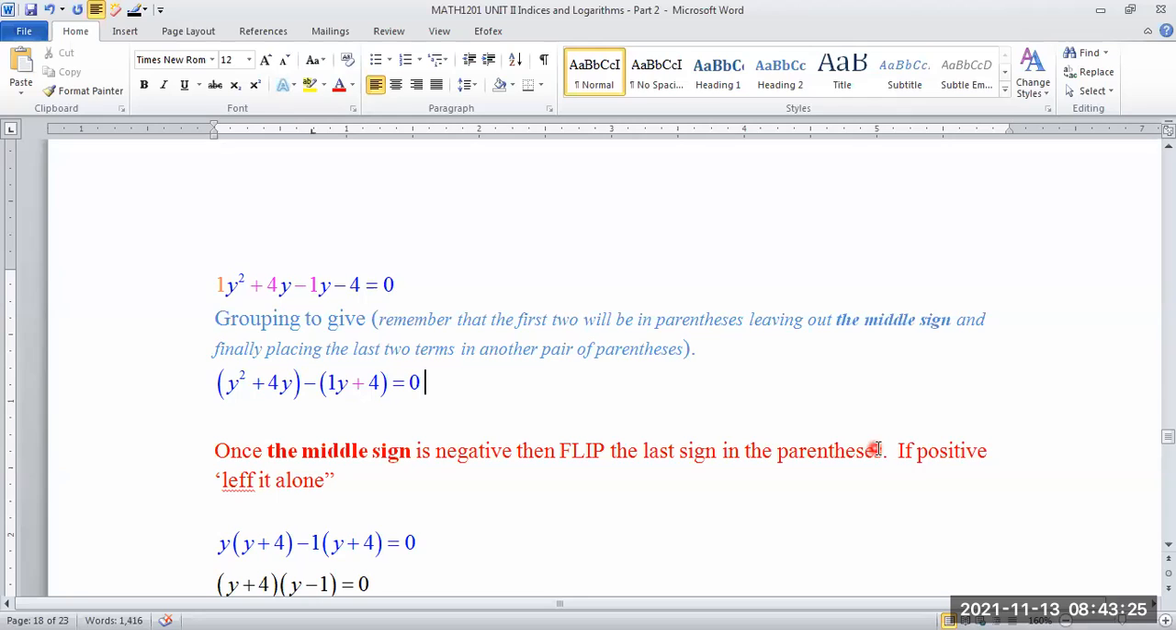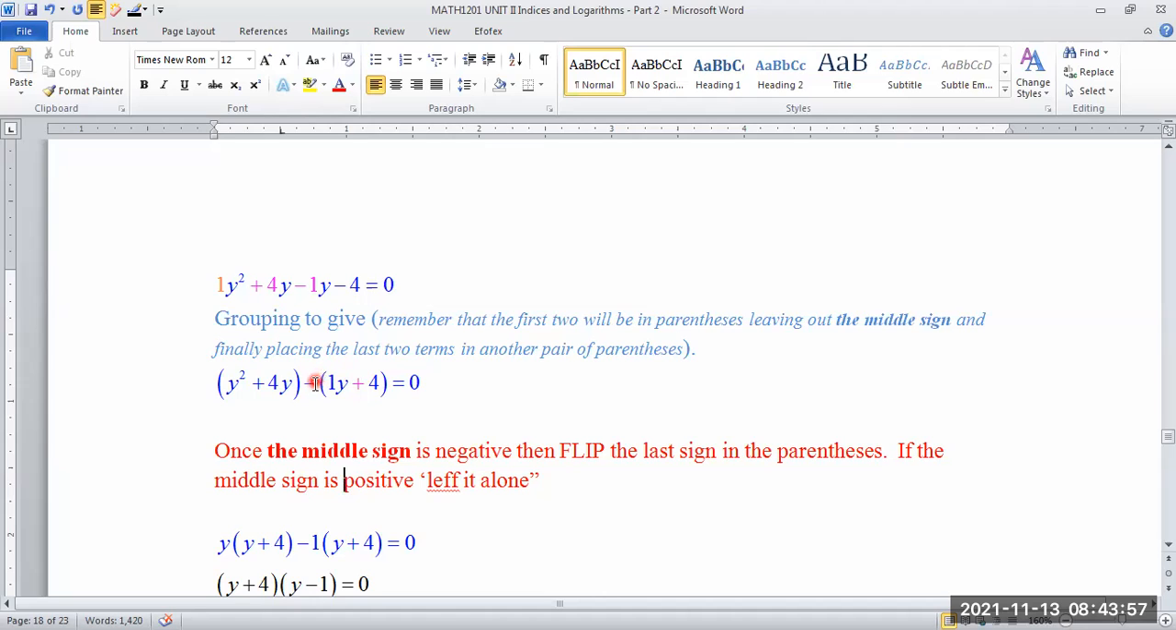Now, if the middle sign is positive, leave it alone. Watch me now. You notice that this was a negative 4 right here, and it turned to a positive 4 right here. That's what I'm talking about, the sign flipping here.